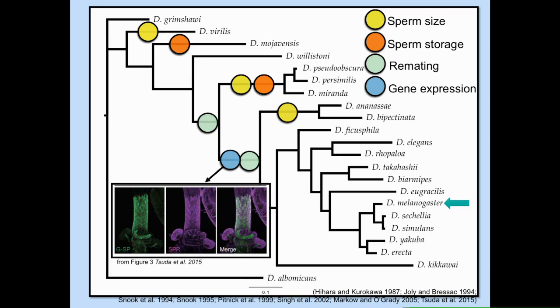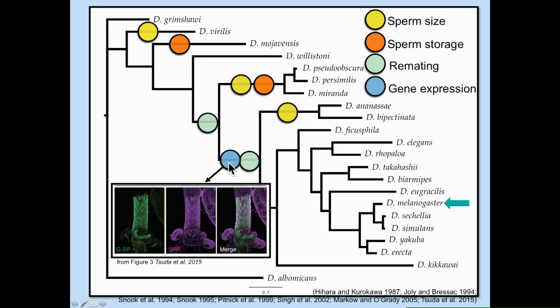So firstly, as you can see in this image here, Suda et al. showed that sex peptide receptor began being expressed in the female reproductive tract after this branch within the melanogaster group. And as you can see in this image, fluorescent sex peptide and sex peptide receptor can both be seen in the female reproductive tract. However, this is not seen outside of the melanogaster group prior to this branch.